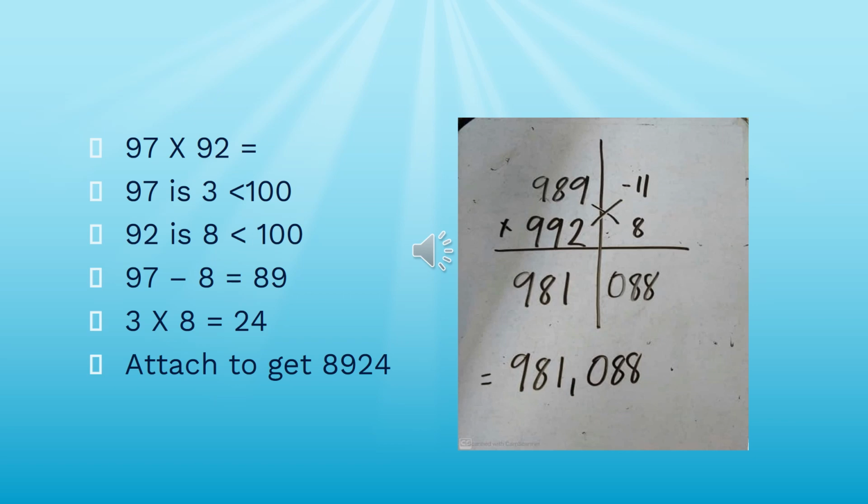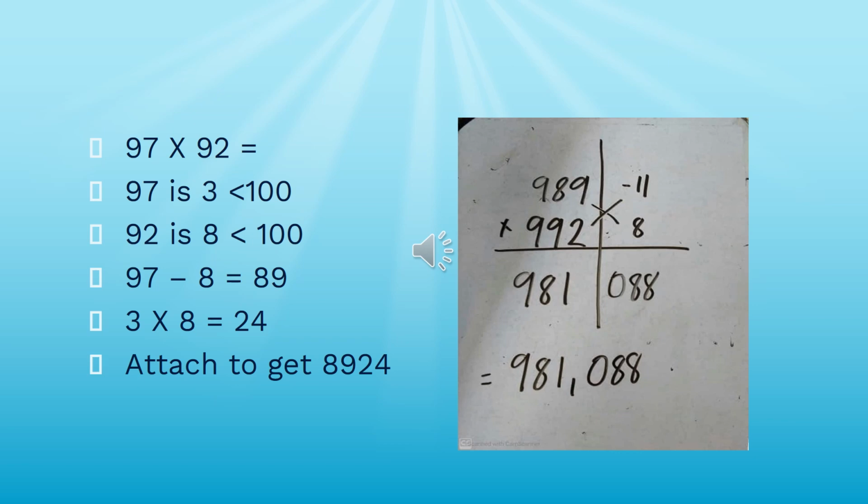Second example, we have here 989 times 992. 989 is 11 away from 1000, and 992 is 8 away from 1000. Next, we will cross subtract. Still make use of the first factor. That's 989 minus 8, since the second factor is 8 away from 1000. 989 minus 8 is 981.